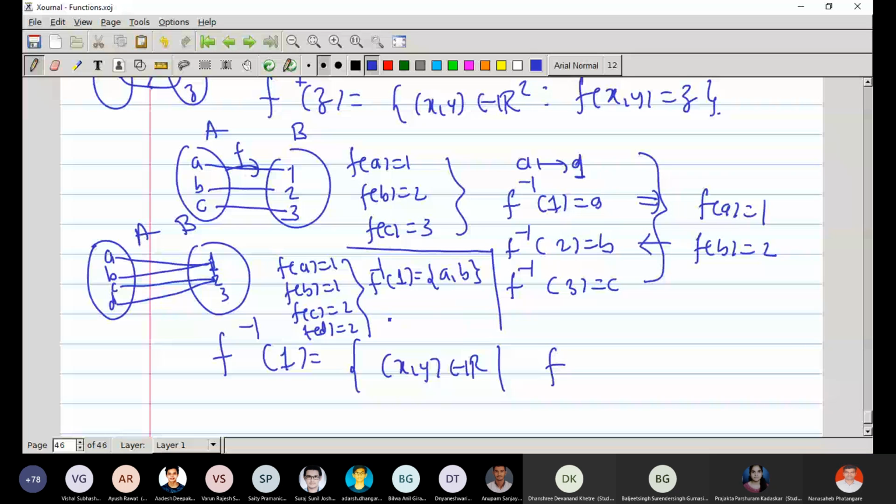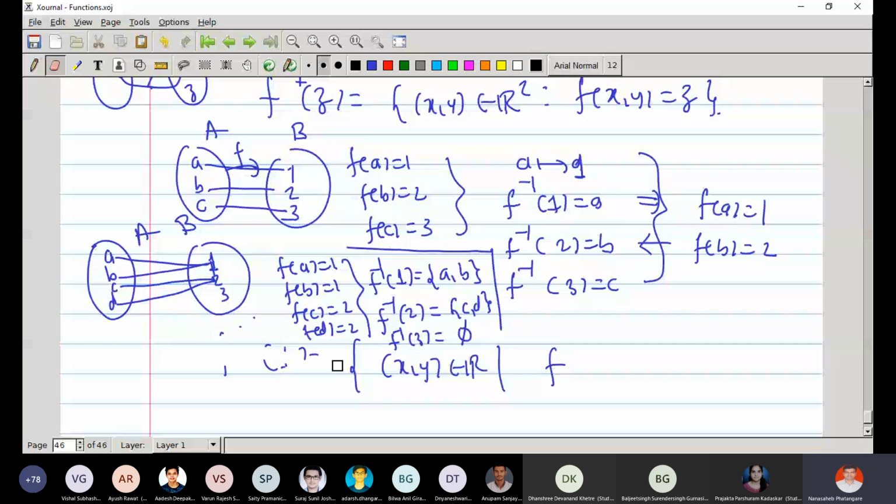Yes, sir. f inverse of 2 is C and D. What is f inverse of 3? Empty set, because 3 has no inverse image at all. Do you agree? Yes, sir.